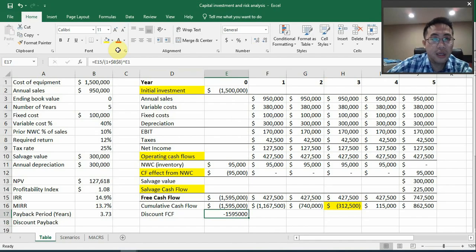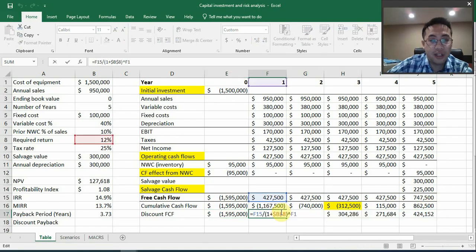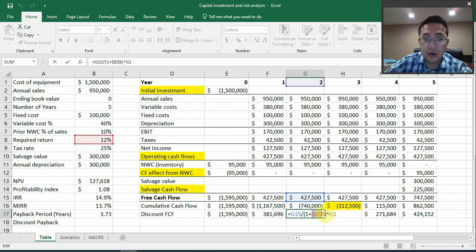Okay, and just use the format painter to make it a dollar figure. Then I will drag it all the way to the last year. As you can see, for year one's free cash flow, it is discounted by 12% for 1 year. The exponent is 1. And for year 2, the exponent is 2. And I'm still using the same discount rate because I locked it before I dragged it.